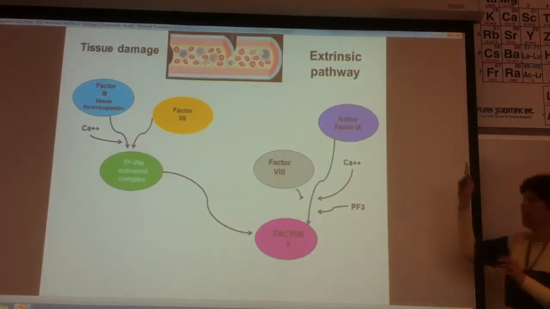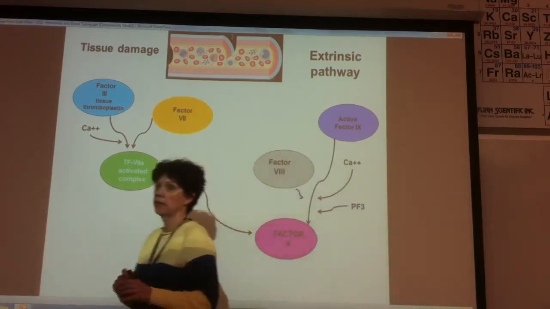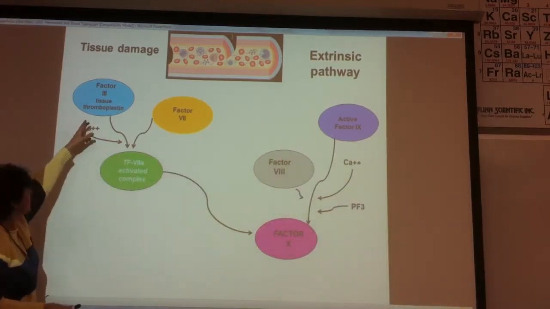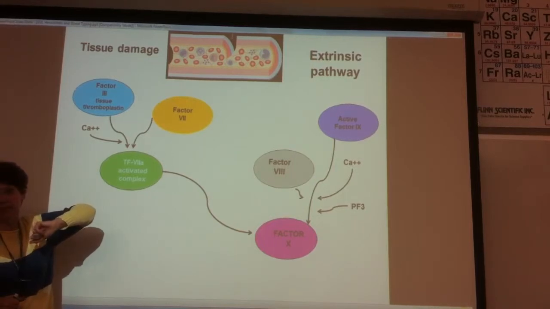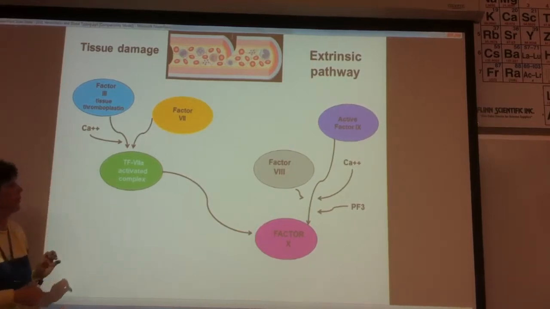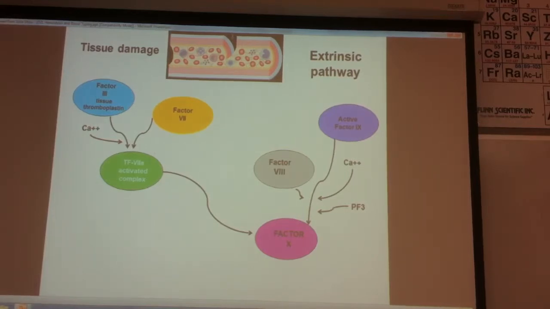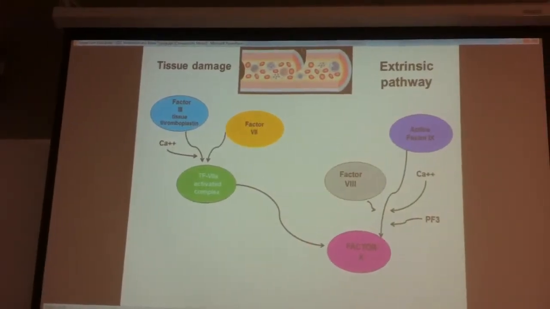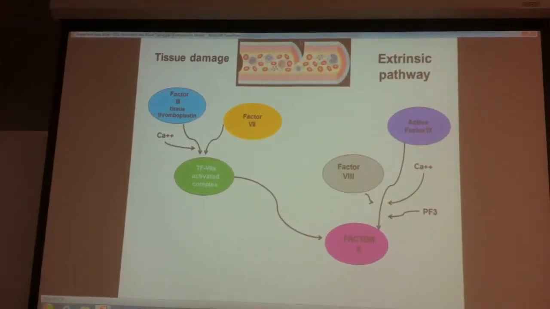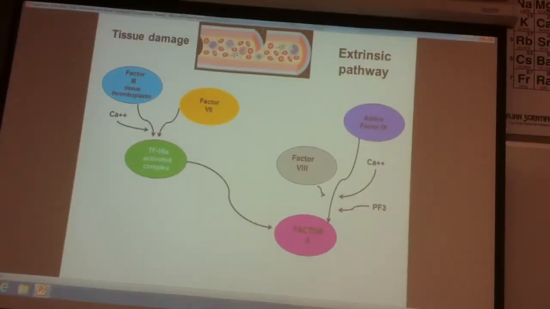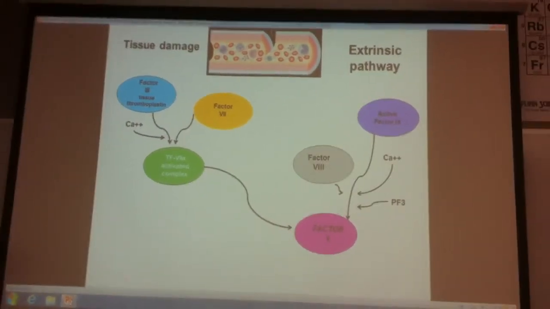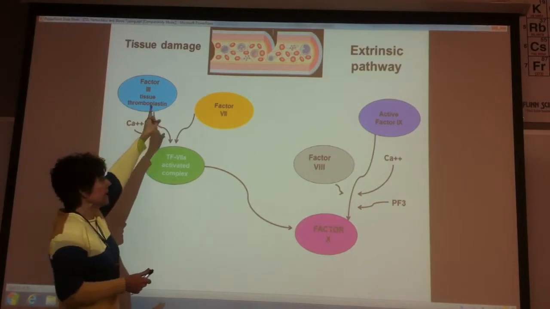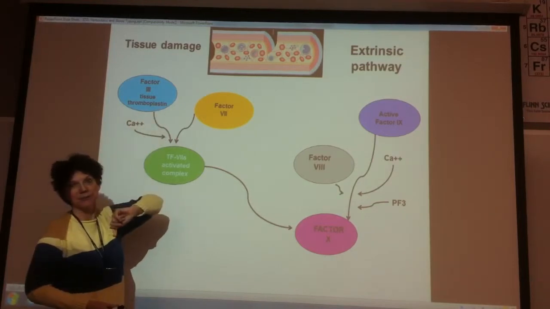And so this is the extrinsic pathway. It requires tissue damage and the release of tissue thromboplastin, also known as factor 3. I hate vague terms like factor 3 and 4 and 5 and 7, so I'm going to call it tissue thromboplastin. I'm not going to test you and ask what's another name for factor 3. So I am just going to use tissue thromboplastin, which is released by the damaged cells.